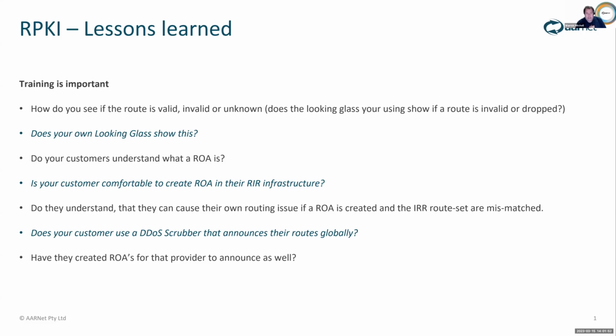The other part is, does your customer use a DDoS scrubber? If they do, are you actually making sure that that customer's created an appropriate ROA for the DDoS scrubber? Otherwise, the DDoS scrubber goes to announce the route to the world. It's not being accepted by everybody. It's being partially accepted. So you get this really weird mixed match of actually some data's scrubbed, some data's not. Why is it coming in this way? What's going on? This is really important. So that's why I just wanted to highlight those.